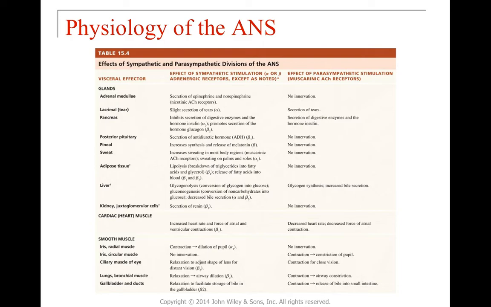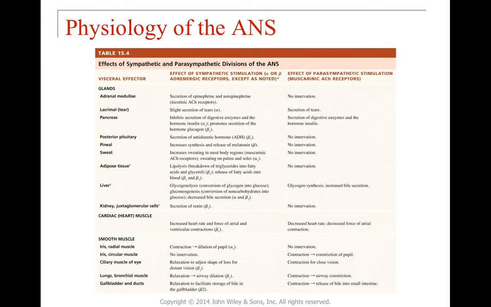All right, so on the left we have the visceral effector. That means the target organ that is going to be affected by either the sympathetic or the parasympathetic pathways. Here's the adrenal medulla, right? And in the sympathetic stimulation, the adrenal medulla will secrete epinephrine and norepinephrine via the nicotinic ACH receptors. Now, there is no such innervation for the parasympathetic stimulation in the adrenal medulla. So the adrenal medulla is only responding to the sympathetic stimulation.